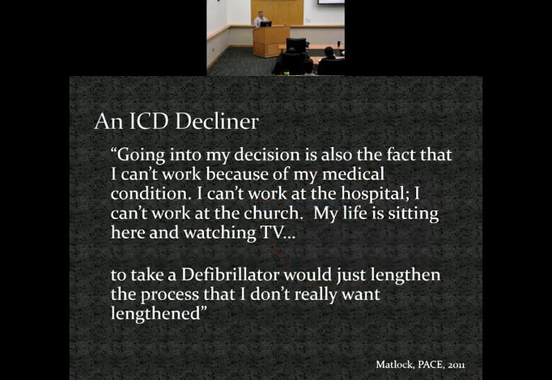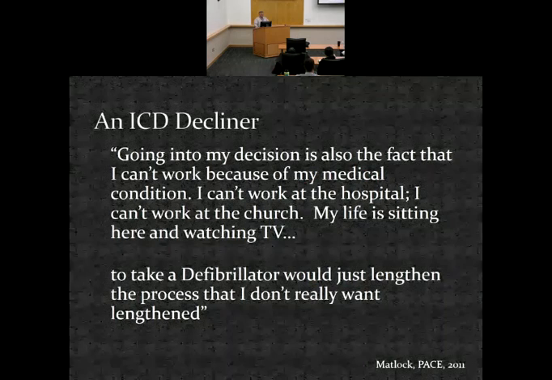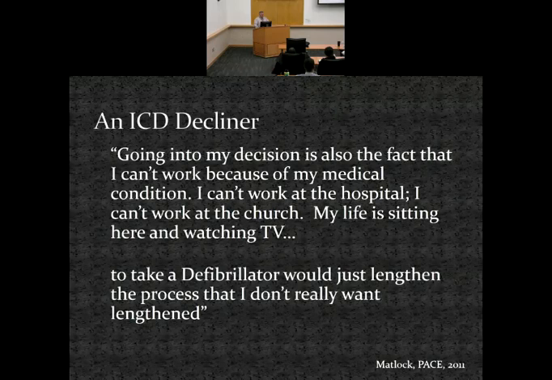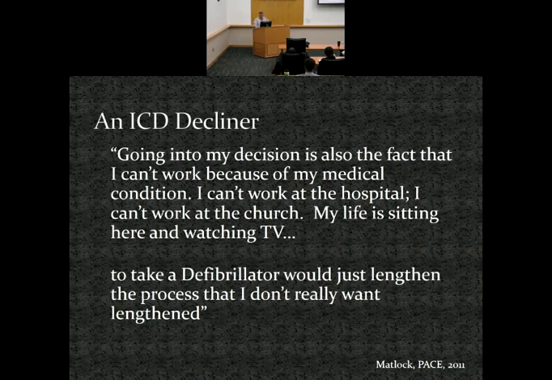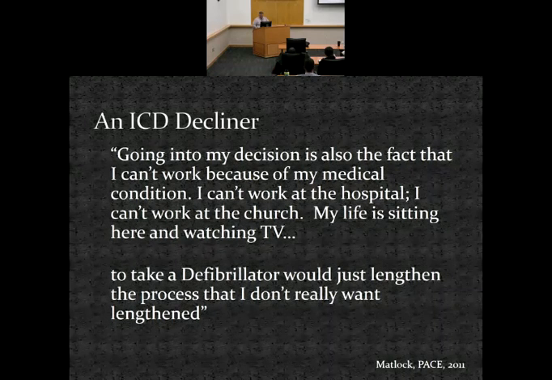And so this is a quote. We've talked to lots of people about this decision. And here's an example of one decliner who I think actually understood why he was declining a defibrillator. He was a former hospital chaplain, and this is his quote. He says, going into my decision is also the fact that I can't work because of my medical condition. I can't work at the hospital. I can't work at the church. My life is sitting here and watching TV. To take a defibrillator would just lengthen the process I don't really want lengthened.